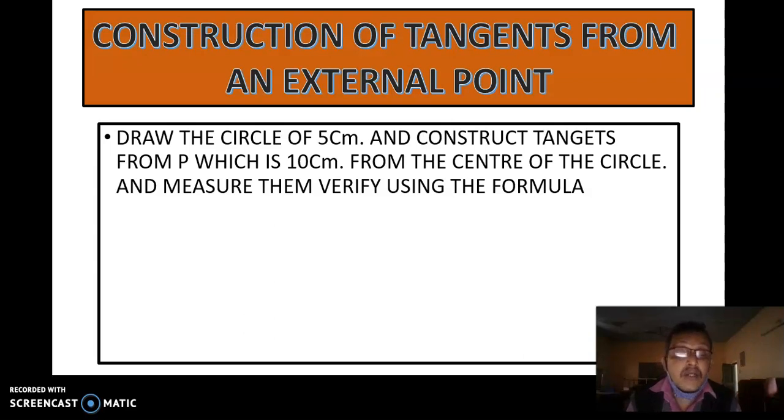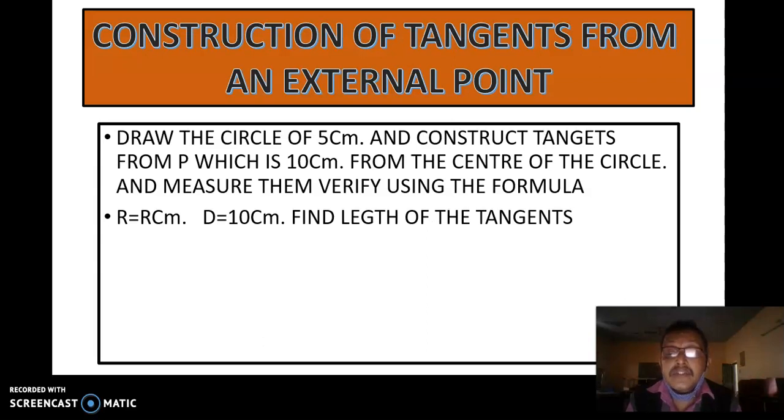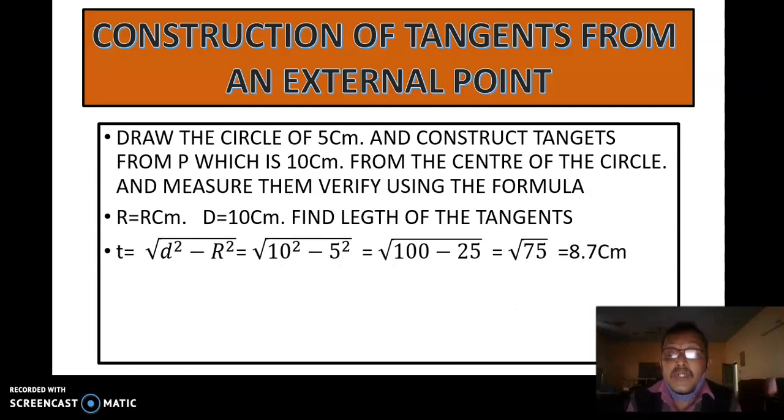Verify using the formula. First I will show how to verify. So here R is 5 cm, D is 10 cm. So find the length of the tangent. T is tangent, D is the distance between the center and the point, R is radius. So 10 squared minus 5 squared, 100 minus 25, so root 75, that is equal to 8.7 centimeter. So the length of the tangent should be 8.7 centimeter.